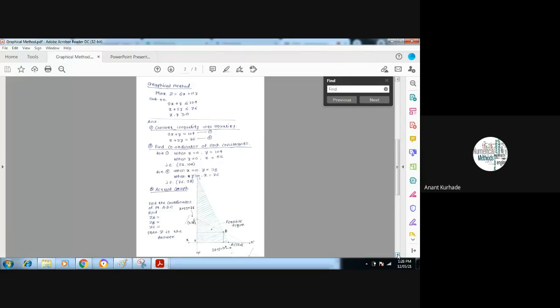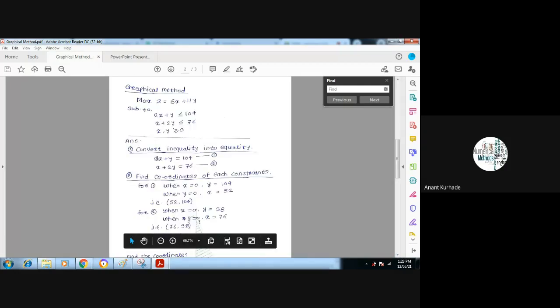First step, we have to convert the inequality sign into equality. Just remove the less than or greater than sign. In these constraints we have the less than sign, so remove that sign. So we have two equations: 2x plus y equal to 104 and x plus 2y equal to 76. If you do this, you can get 1 mark.